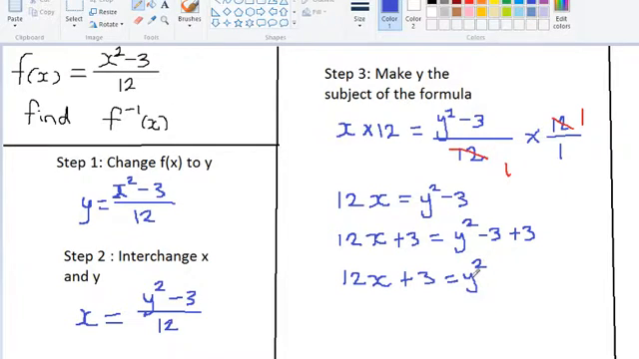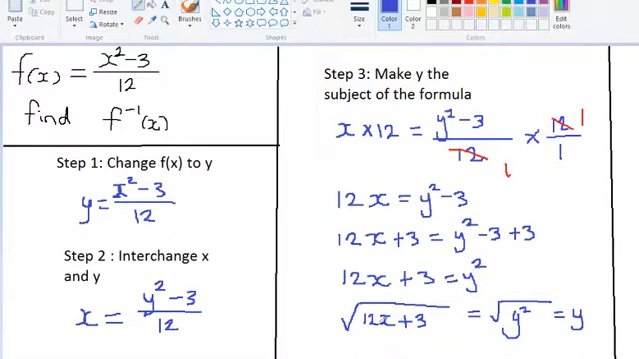We want to find y, not y squared, so we have to get rid of this power 2 here. What is the opposite of squared? Well, it is square root. So we are going to take square roots on both sides of the equation. So we have 12x plus 3, and the square root of that is equal to square root of y squared, and the square root of y squared happens to be y.